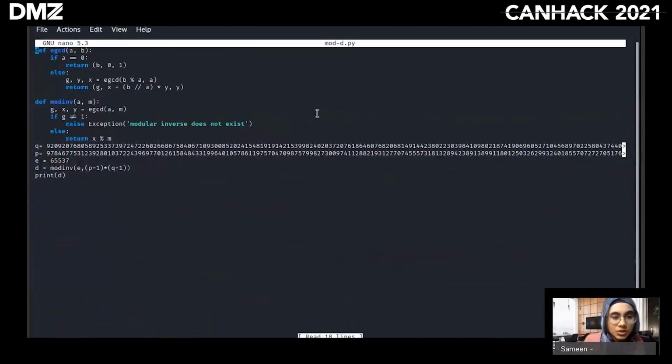So this is the script that I used, and you would plug in your Q, P, E values, and it's just going to calculate the modular inverse of E and P minus 1 times Q minus 1, that's the quotient value, and you're going to end up with your value of D. So that's the first script that I use to solve for D. So let's exit out of here.